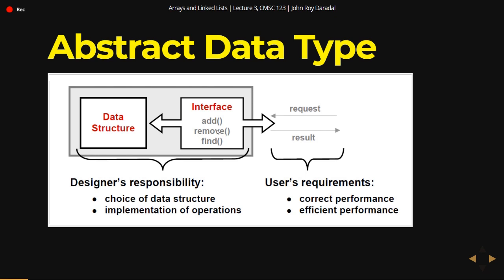As the designer of the abstract data type, we have the choice of which data structure to use. That could be either an array or a linked list. And we will also be in charge of implementing the operations that are part of the ADT's interface. As for the user of the ADT, they don't have to worry about the choice of data structure or implementation details. They only need to worry about whether the ADT is being used correctly and efficiently.